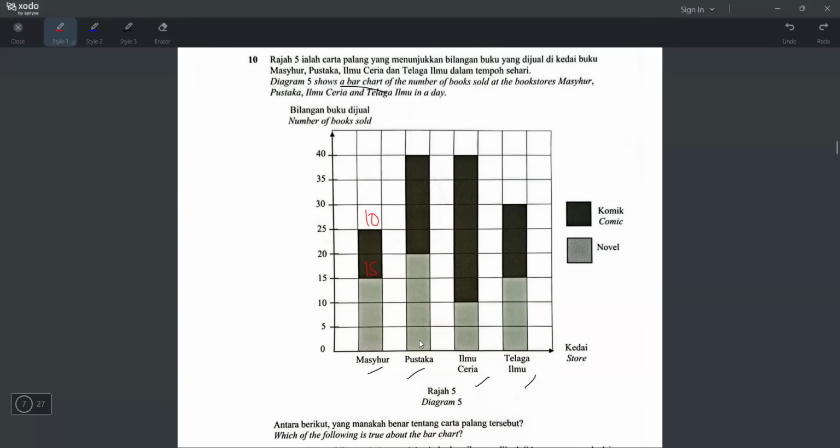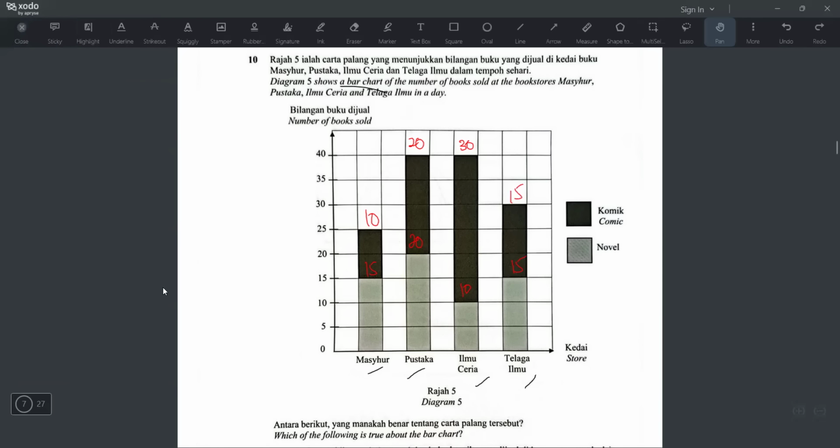Same thing here. You can see the light color is until 20. The dark color is until 40. But since it's stacked on top, you have to do 40 minus 20, you get 20, because you're only finding the comic part. That's why you have to take the whole one, 40, minus the 20. Next one, this one is 10. Here is 40, but since it's stacked on top, you have to minus, so 30. And then this one is 15. And this one is 30, but it's stacked on top, so 30 minus 15, 15.